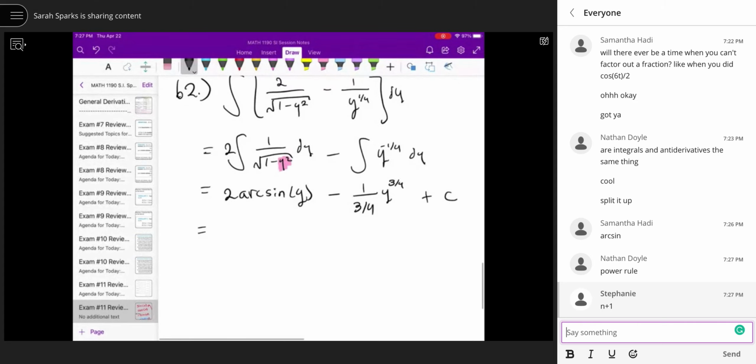Now we just got to clean this up a little bit. Keep, change, flip that fraction. So we have 4/3 y to the 3/4 plus c.